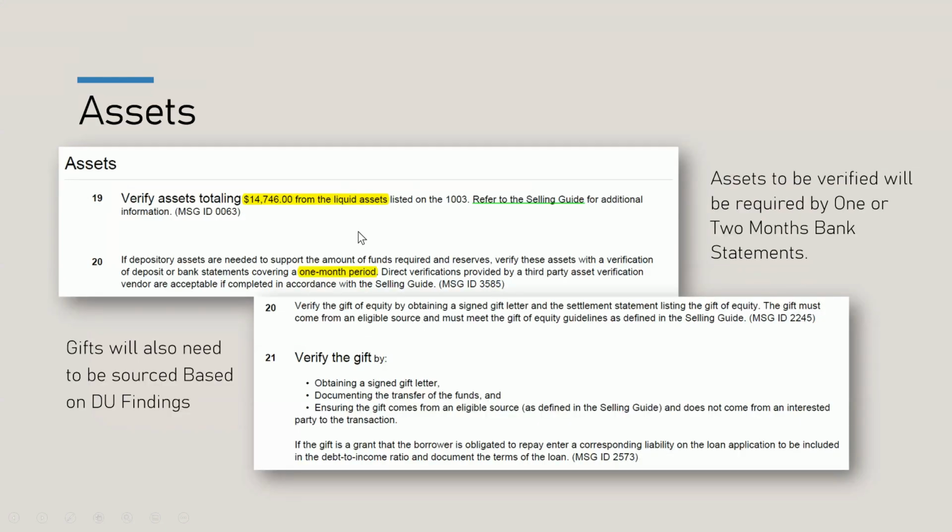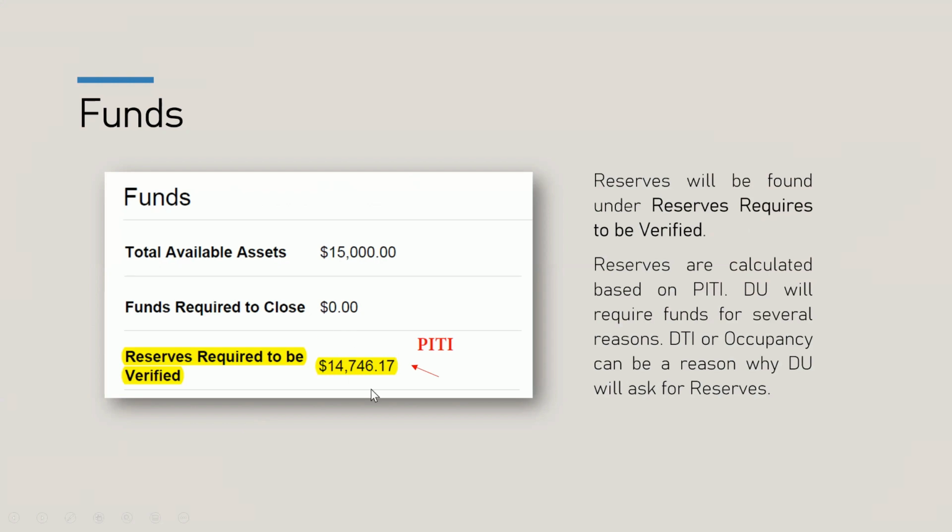this particular one matches because it was for a refinance, but you want to make sure that you have sufficient funds for your reserves and your closing costs. So always keep in mind that it is calculated based on your PITI. This was 6 months of that. So it asked for 6 months reserves for this transaction.